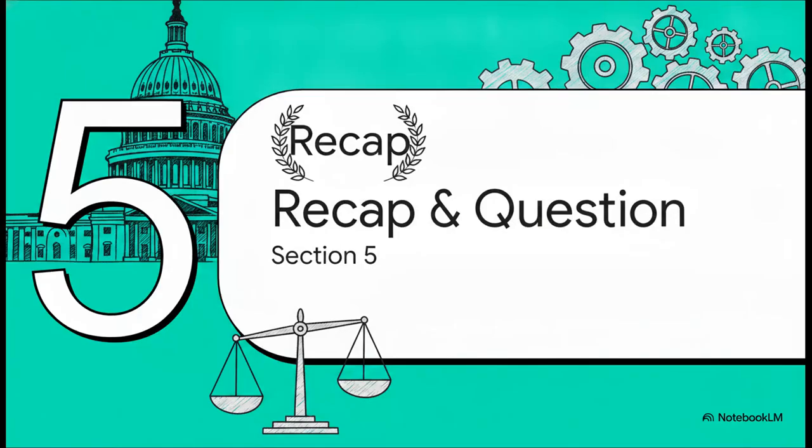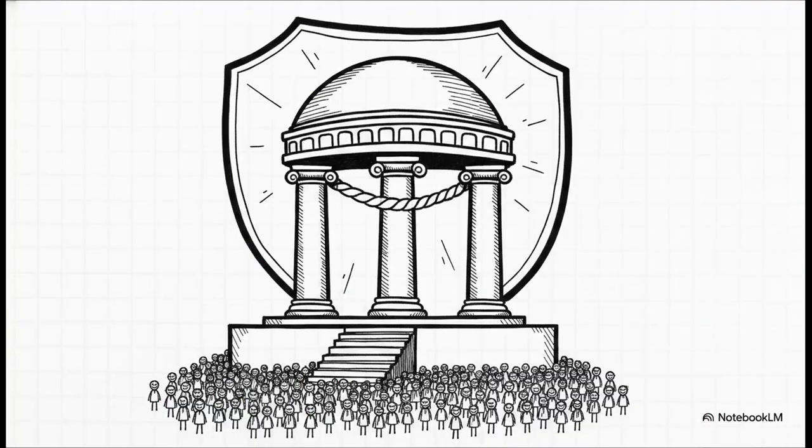And finally, Section 5. Recap and final question. Let's quickly lock in today's learning objectives and rapidly review these core pillars. First, the foundation is popular sovereignty and limited government, meaning we are in charge and the government has strict boundaries. Second, power is divided horizontally into 3 independent branches, locked together with checks and balances.